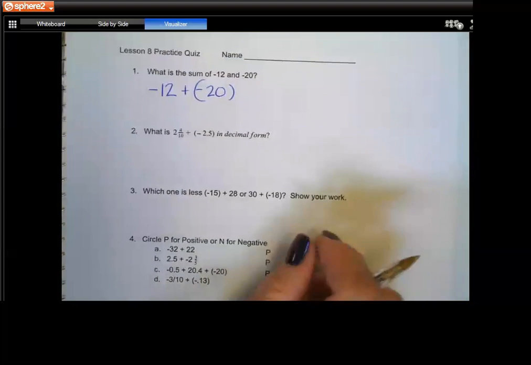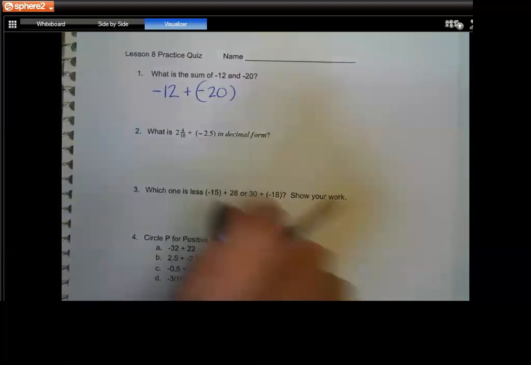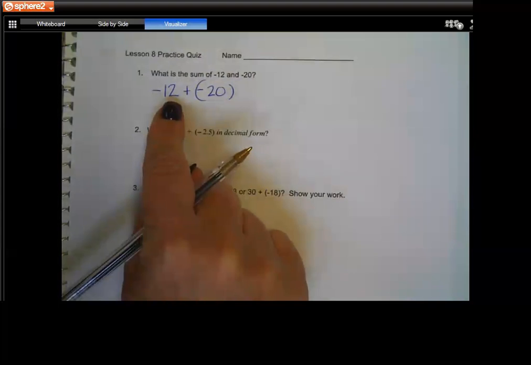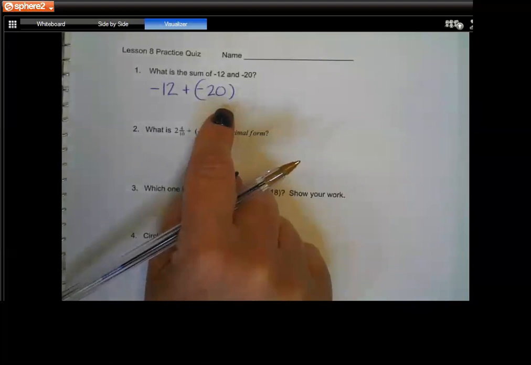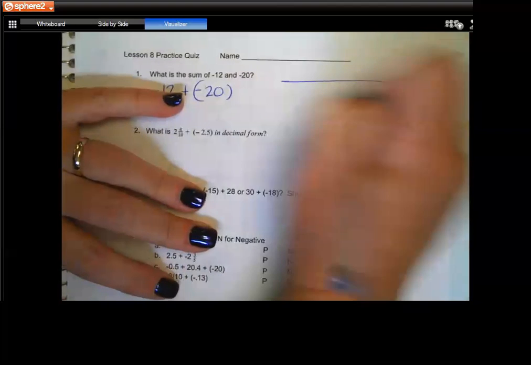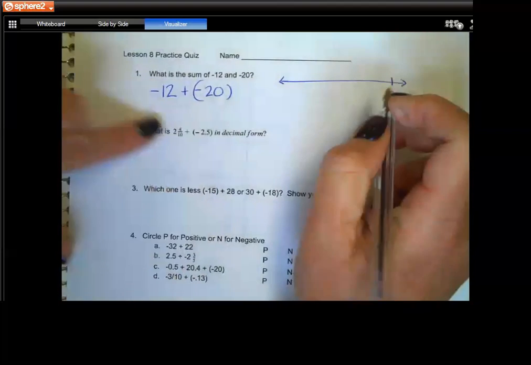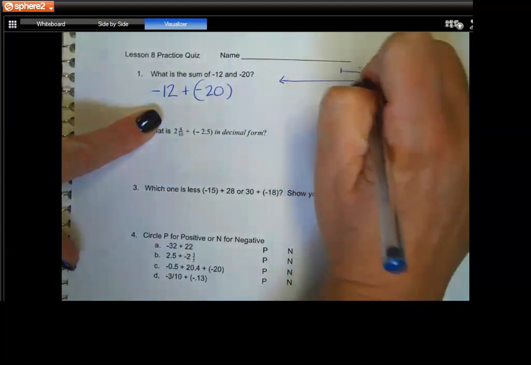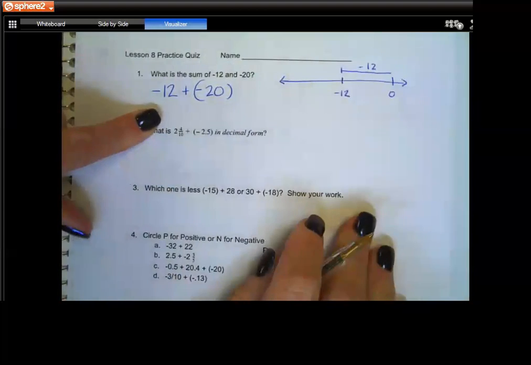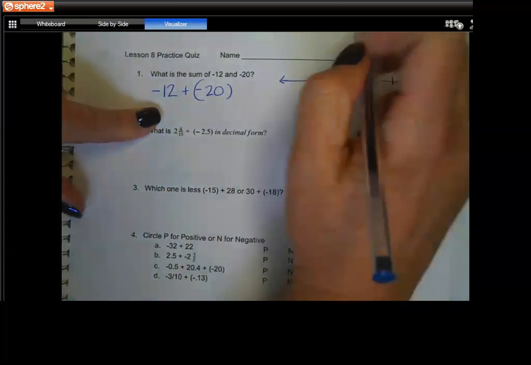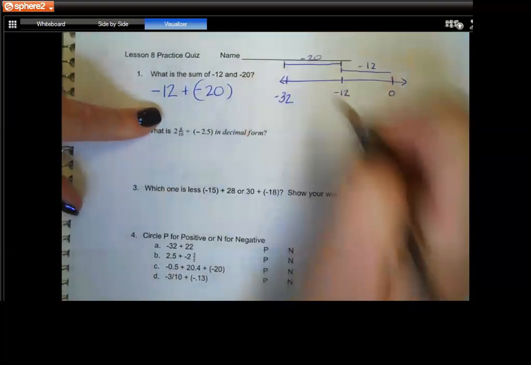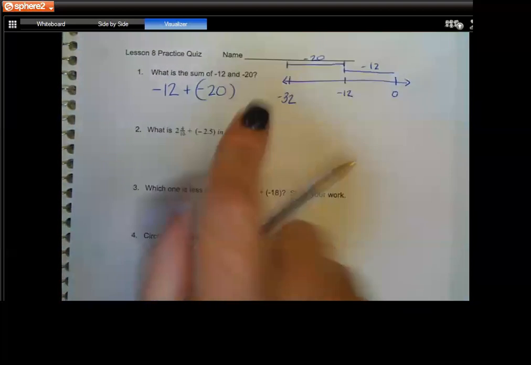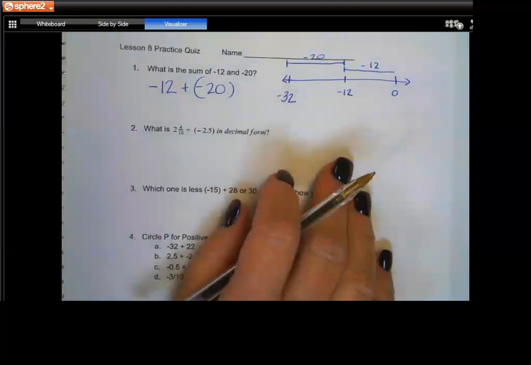Now remember, I gave you lots of different ways to solve this. You could draw out negative 12 negative signs and 20 negative signs and then see what happens with all those, if they cancel out or whatever. You could use a number line. All right, so if you used a number line, here's 0. The first one we do is we go down to negative 12. Then we go down 20 negatives more, and we land on negative 32. Okay. So there is using a number line.